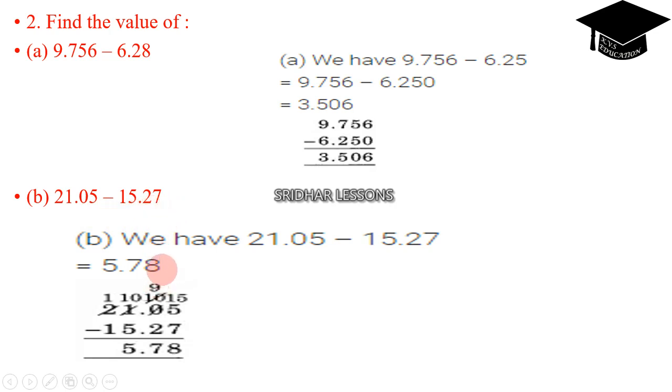Next one is 21.05 minus 15.27. That means direct subtraction again, 21.05 minus 15.27. We have taken 10 as borrow. 15 minus 7 is 8. Here 9 minus 2 is 7. 10 minus 5 is 5. Because we have 1, so 11 minus, 10 minus 5 is 5. And 1 minus 1 is 0. So the result is 5.78.